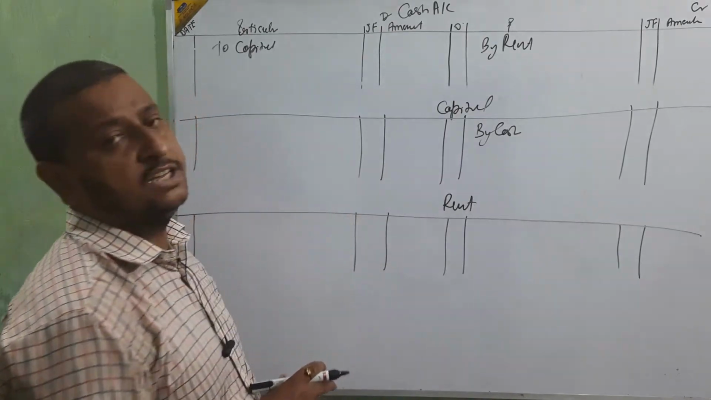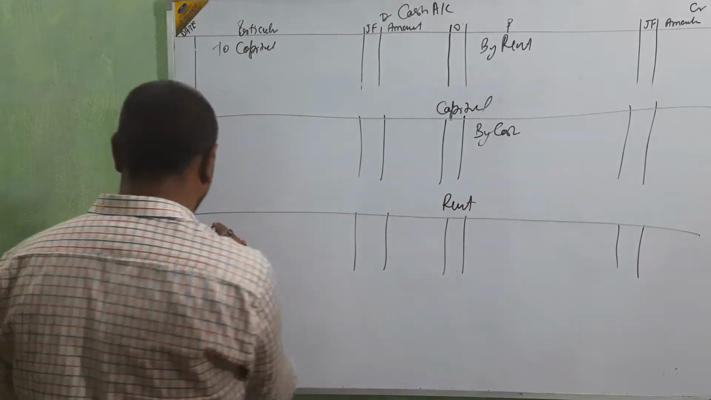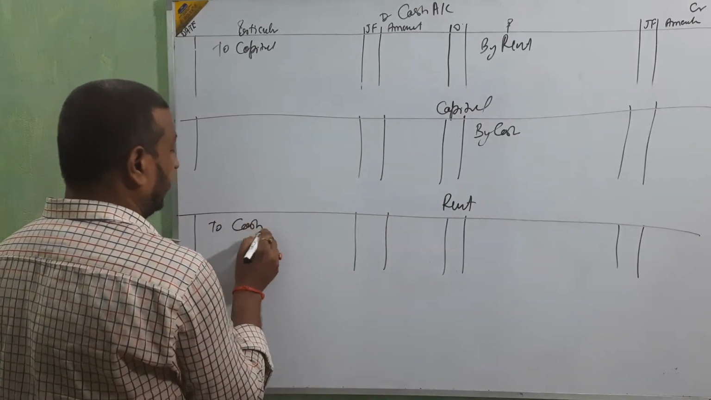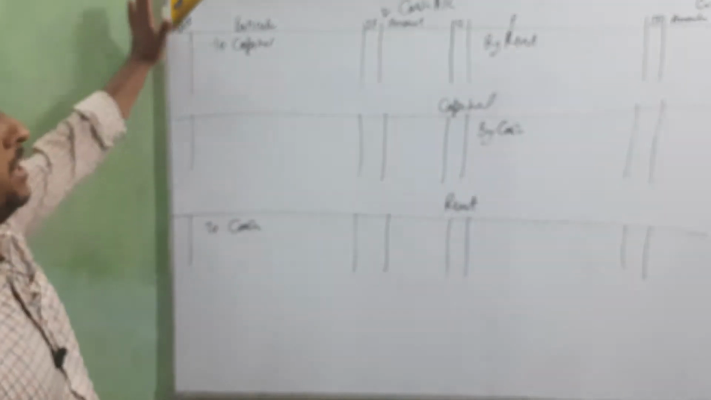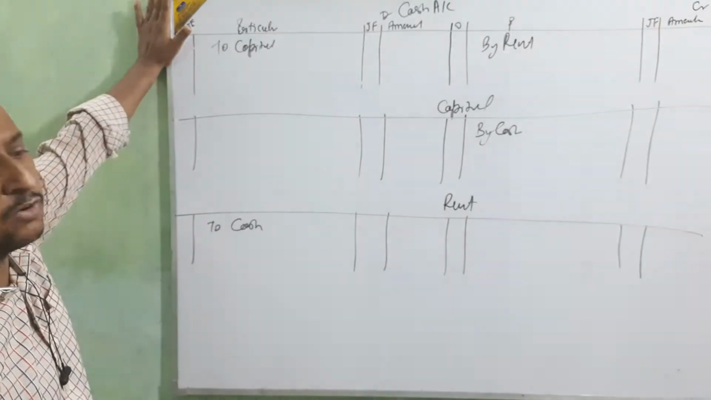In that entry, rent is debit and cash is credit. Rent is debit, so cash will debit. So to cash. This way we are going to post the entries. Okay, beta? Clear? This way we are going to post the entry.